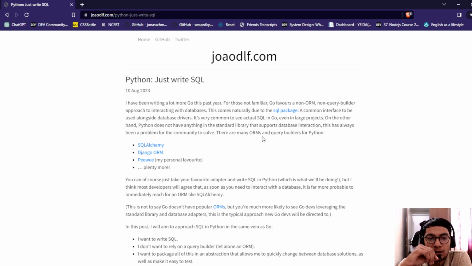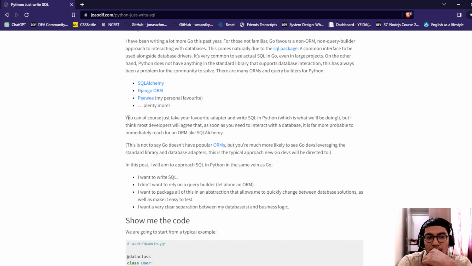Even in large projects. On the other hand, Python does not have anything in the standard library that supports database interaction. This has always been a problem for the community to solve. There are many ORMs and query builders for Python. You can of course just take your favorite adapter and write SQL in Python. But I think most developers will agree that as soon as you need to interact with a database, it is more probable to immediately reach for an ORM.